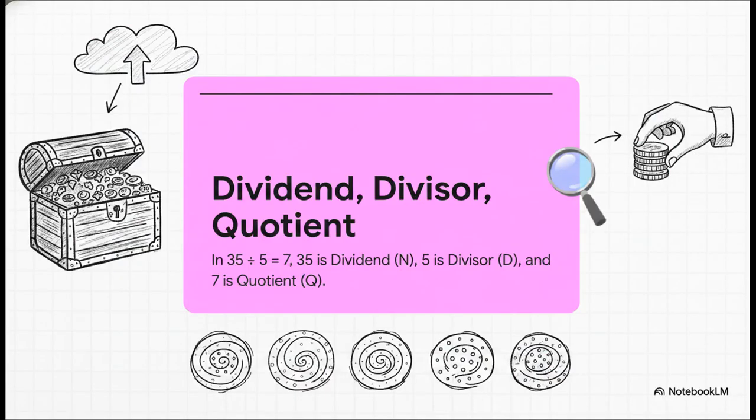But to truly speak the language of math like a pro, we need the right vocabulary. Let's use our 35 divided by 5 equals 7 example. That 35, that's the total amount, and we call that the dividend. The 5 represents the number of groups we're splitting that total into, which is our divisor. And that 7, our final answer, the amount in each group, that's the quotient. Dividend, divisor, quotient. You'll definitely want to keep those terms in your back pocket.